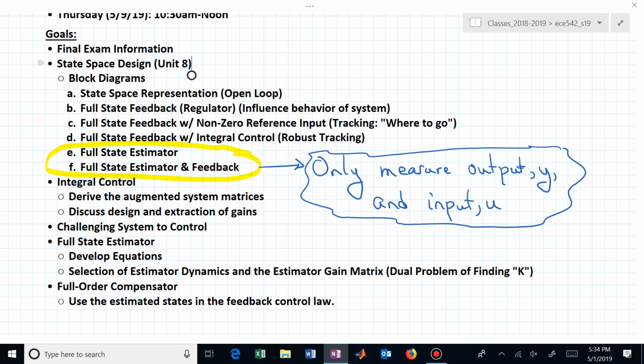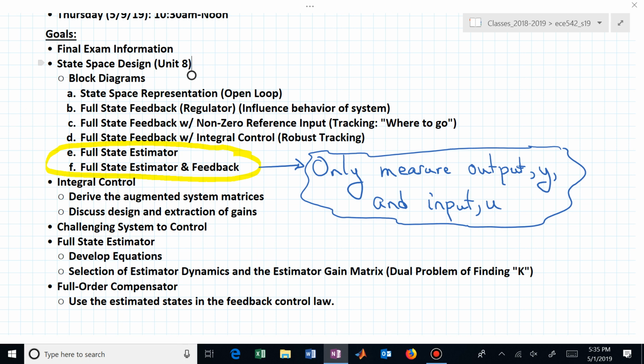But in E and F, although we're saying full state, now we're assuming that we create or we build structures that allow us to estimate the full state, and in E, that's all we're doing. In F, we're actually using that full state estimator in our feedback control equation, or as our input into the system.